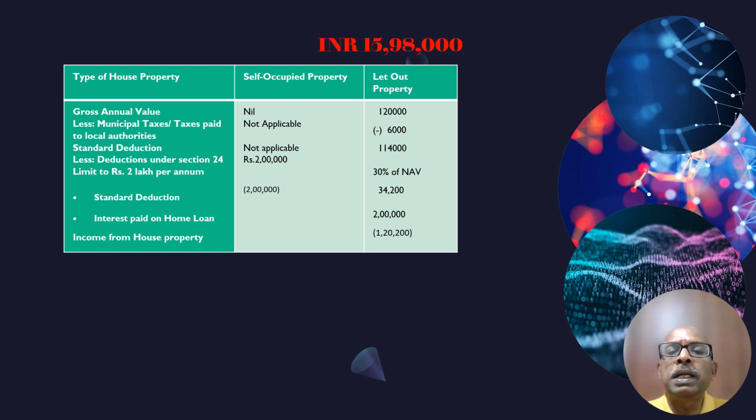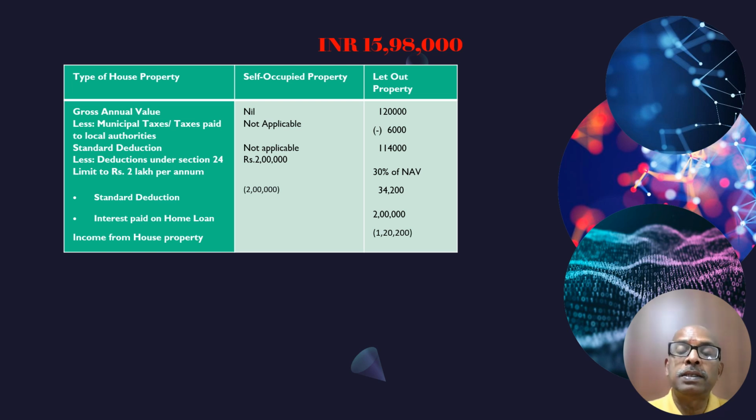So here I have taken that the person receives 10,000 per month as rent. So in a year, 1 lakh 20,000 he gets. That is the let-out part, so the gross annual value is 1 lakh 20,000. Municipal tax he pays is 6,000 rupees, so that has to be deducted. So 1 lakh 14,000 is the remaining amount coming under tax, income from house property.